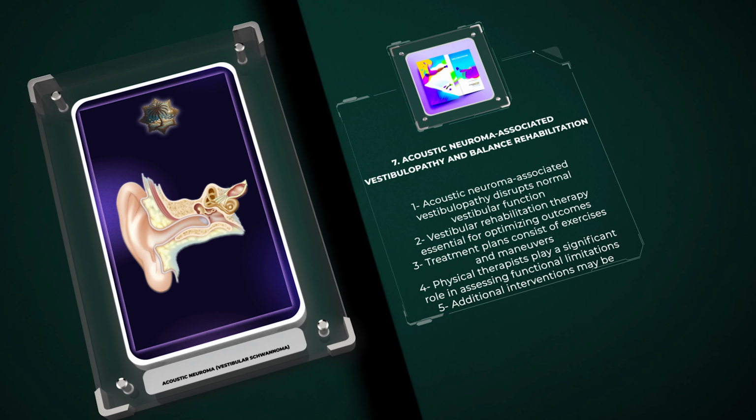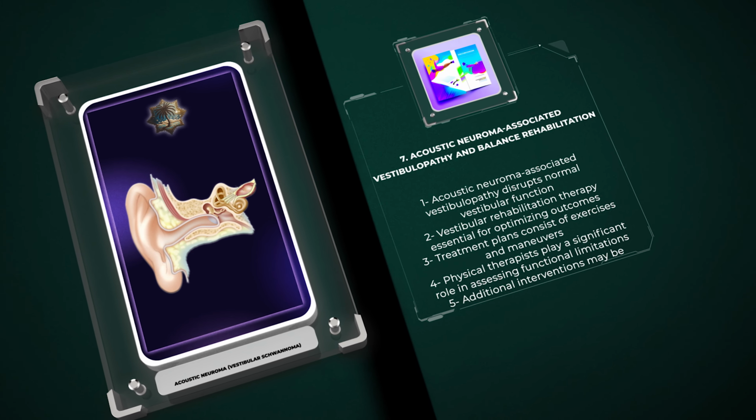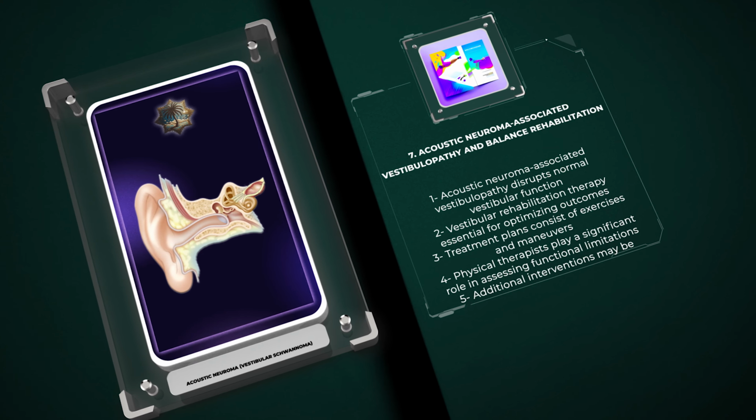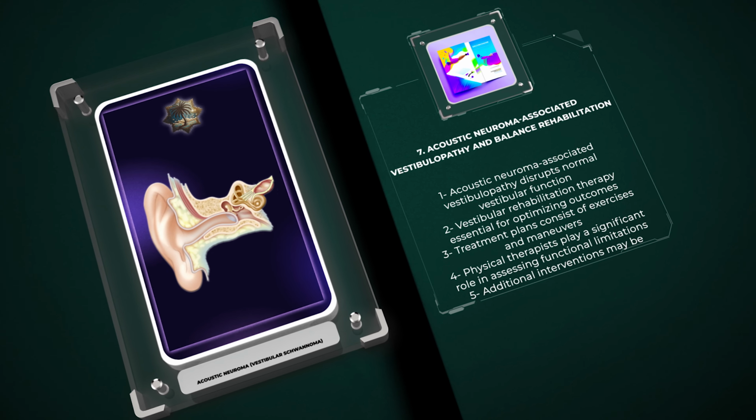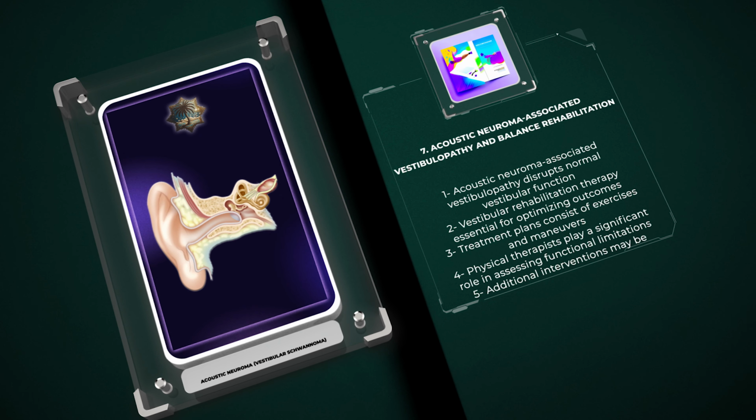Effective rehabilitation strategies are essential for optimizing balance and functional outcomes in these patients. Vestibular rehabilitation therapy, which includes specific exercises and maneuvers, helps compensate for the loss of vestibular function and reestablishes stability and motor control. Physical therapists with expertise in vestibular rehabilitation play a significant role in assessing patients' functional limitations and developing tailored treatment plans. These plans typically consist of exercises that improve gaze stability, enhance balance, and promote postural control.